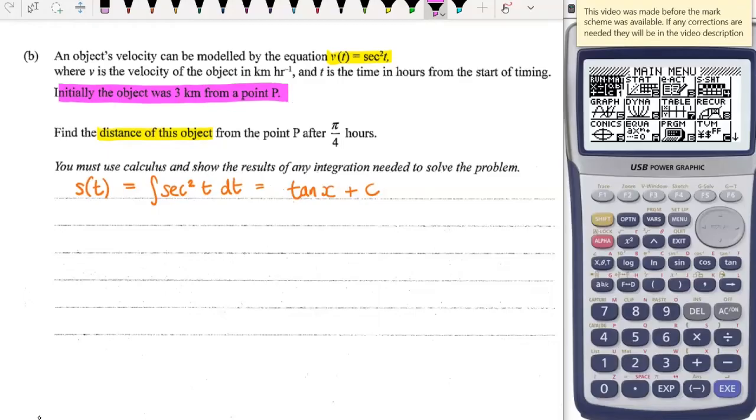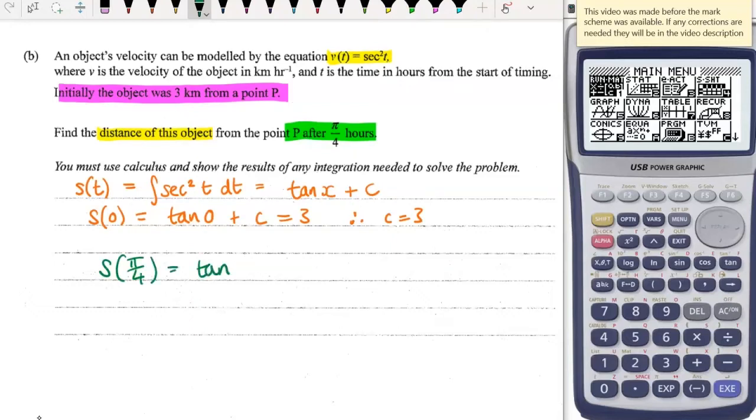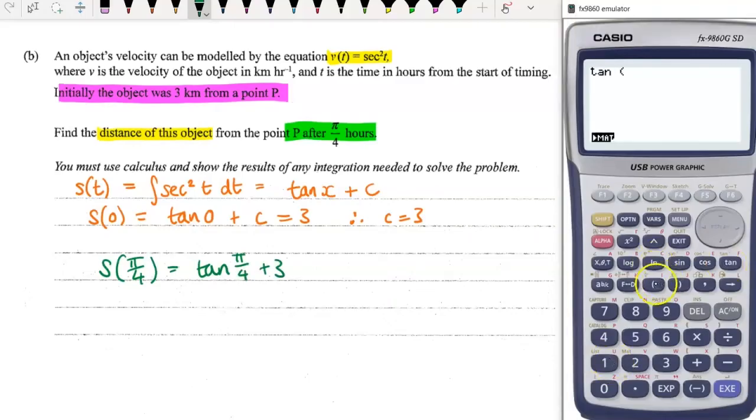Now we can use the information in the question to work out the c, which is that initially the object was 3k away from P. So s of 0 will be tan of 0 plus c, and that's equal to 3. Well, tan of 0 is 0, so therefore c equals 3. So now we want to find the distance of the object from P after pi by 4 hours. So the distance when we have pi by 4 put in is tan of pi by 4 plus 3. So tan pi divided by 4 plus 3 equals 4 kilometers.